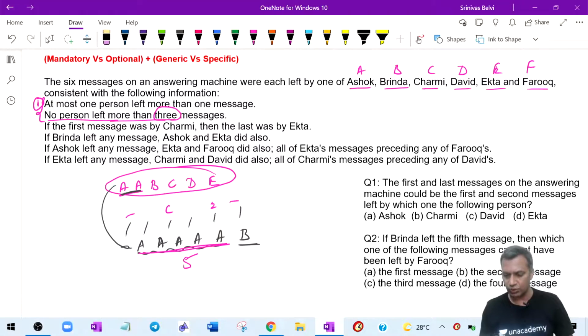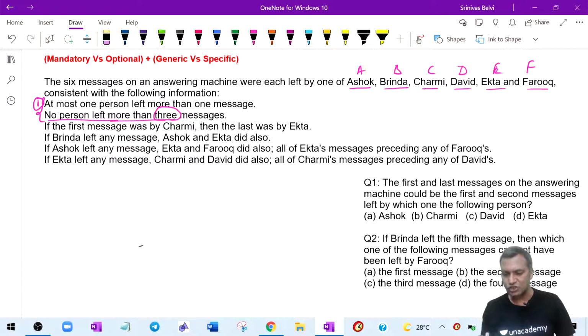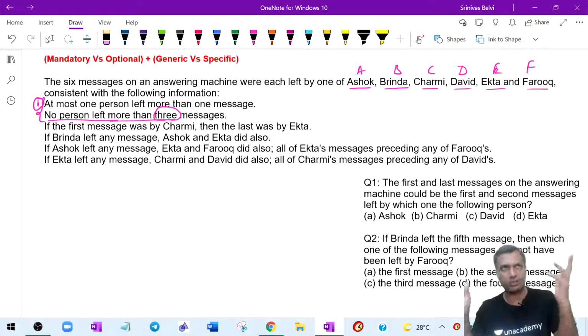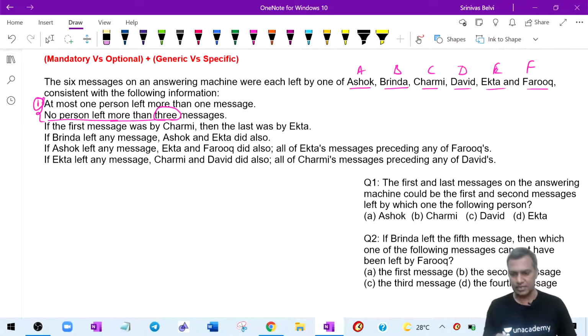By the time you read the first and second statement, you got the structure in place. Where is the structure? Let's understand this. So there are 6 messages. Let me simply put it here. I'm not putting any order here. I'm only illustrating where the structure is. All right, where is that structure I'm talking about?